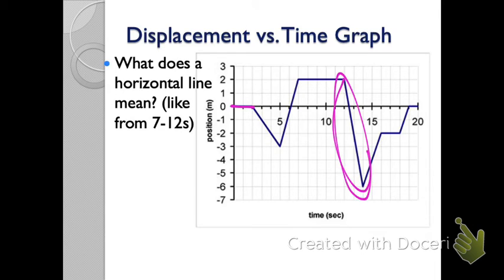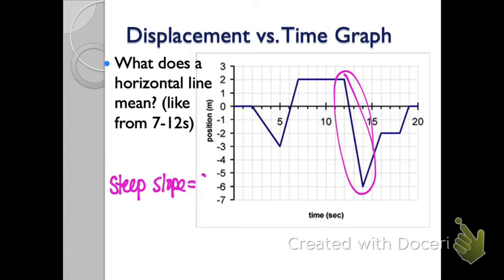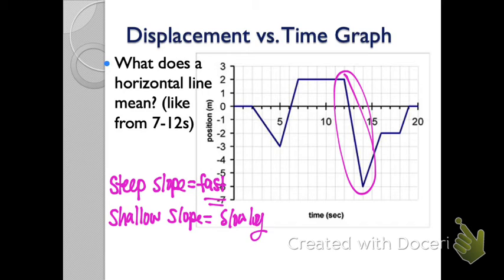Then what do I do from 12 to about 14? I walk backward. Now, can you tell, am I walking backward slowly or quickly? Quickly. I'm walking backward quickly. How do I know that? Right. So we can look at how steep the slope is. I want you to write this down. A steep slope means that our object is doing something fast. And a shallow slope means that we're doing something slower or slowly, however you want to say that.